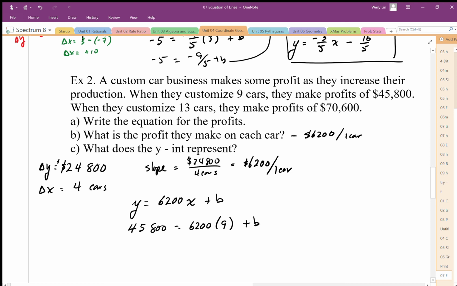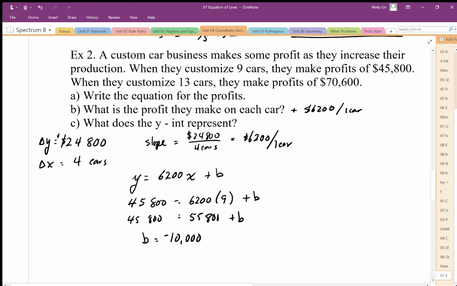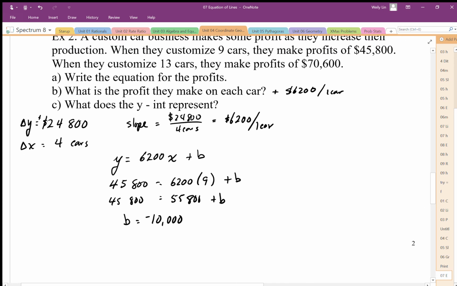Plus b. Okay, so then I can actually just solve for b. So I'm going to end up with 9 times 6,200. Okay, so that's 55,800. So I end up with 45,800 equals 55,800 plus b. So the profit ends up being negative $10,000 for 0 cars. And that kind of makes sense because we're going to have a loss at the beginning because you have to pay for shop costs, all that kind of stuff before you can start making profit.